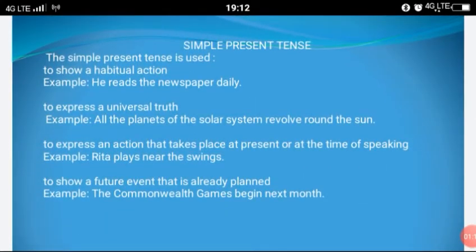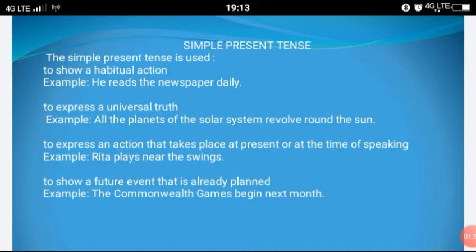Let us first discuss simple present tense or present indefinite tense. Now, simple present tense is used to show some habitual action or routine. For example, he reads the newspaper daily. It is also used to express a universal truth. For example, all the planets of the solar system revolve around the sun. It is also used to express an action that takes place at the present or the time of speaking. For example, Rita plays near the swings.